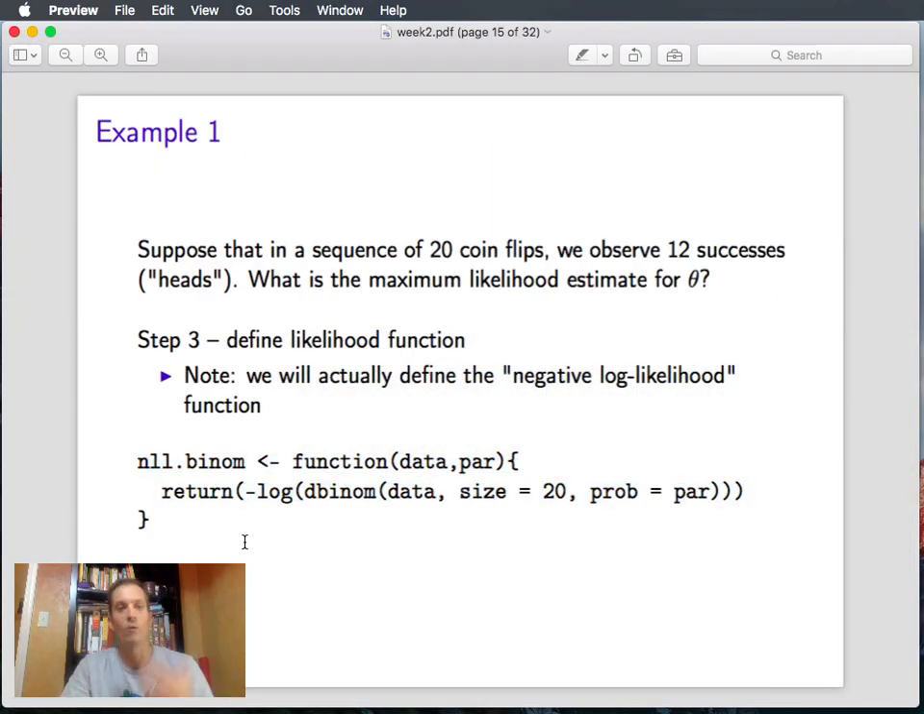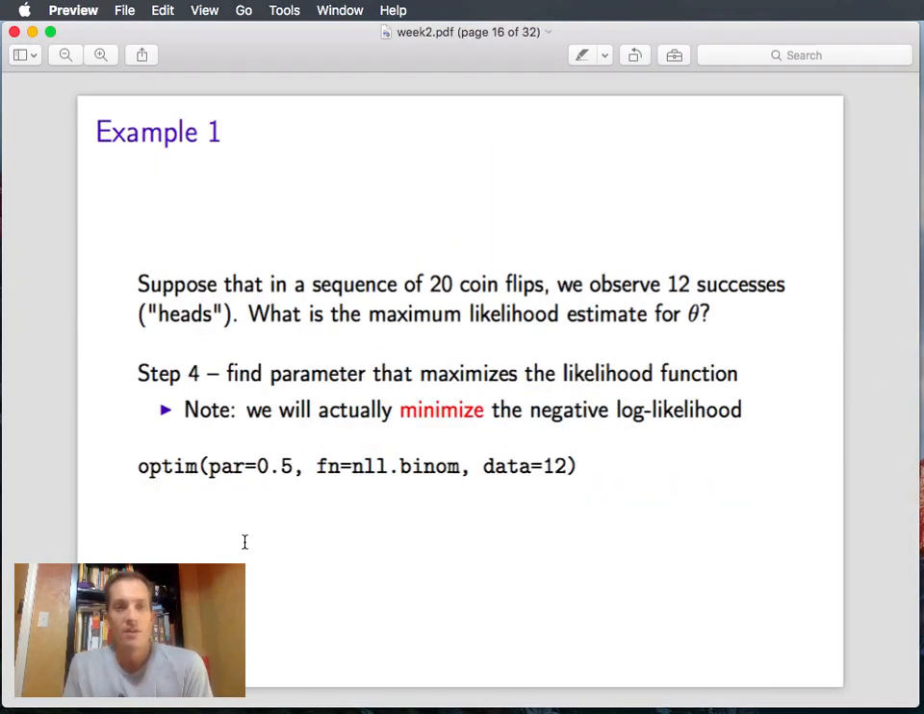Okay, so we've completed step 3. Step 4 is the last step. Step 4 is we want to find the parameter that maximizes this likelihood function. Well, what we're actually going to do is, since we've defined the negative log likelihood, we're actually going to minimize that. Again, that's a technical note. We do that with the optim function.